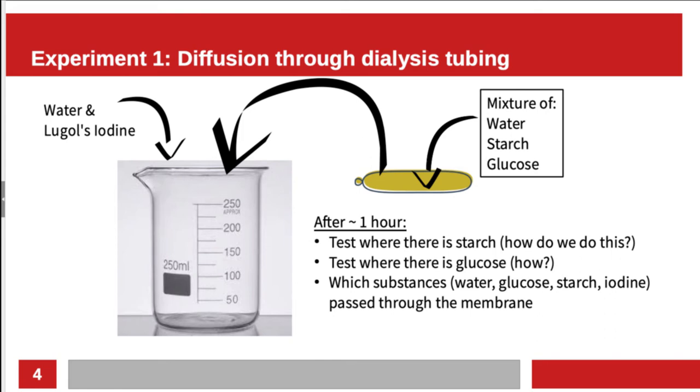After an hour, we're going to do a test as to whether there is starch or glucose in the beaker or in the dialysis tubing. Okay, so you've learned in previous weeks how to do the test for starch, and you've also learned how to do a test for glucose. So we're going to do both of those to determine which ones of them passed through the membrane.